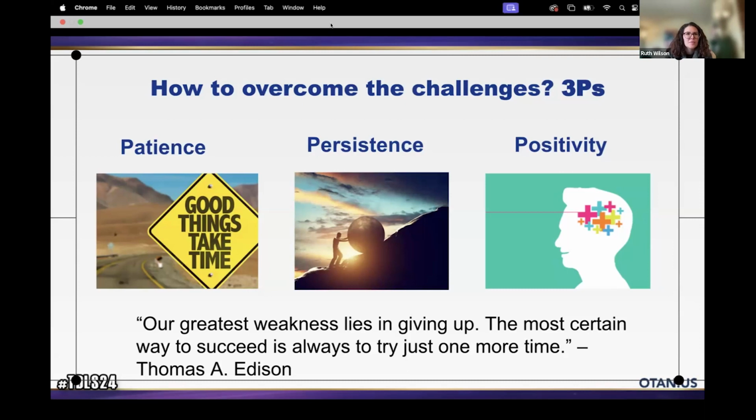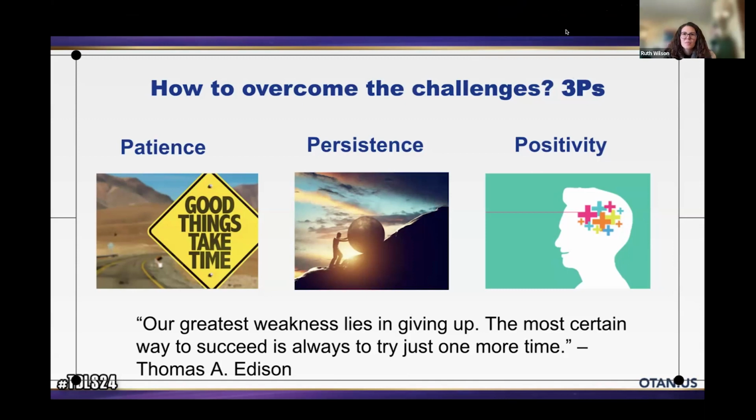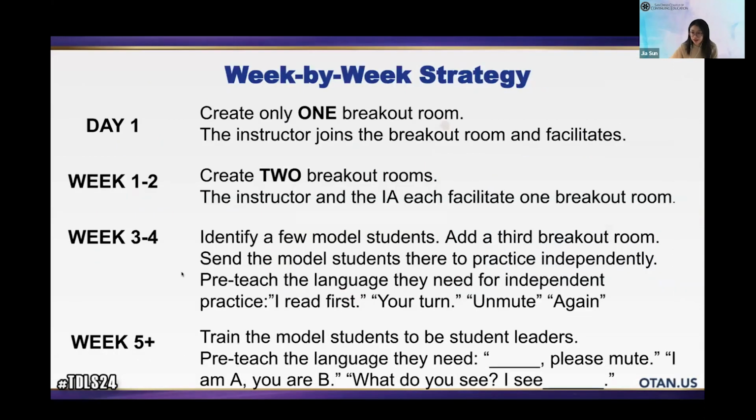Sorry, my captions are in the way and I can't read the whole thing. Maybe Jia, if you could take over the quote there. Yeah. So, our greatest weakness lies in giving up, and the most certain way to succeed is always to try just one more time. Can you go back?